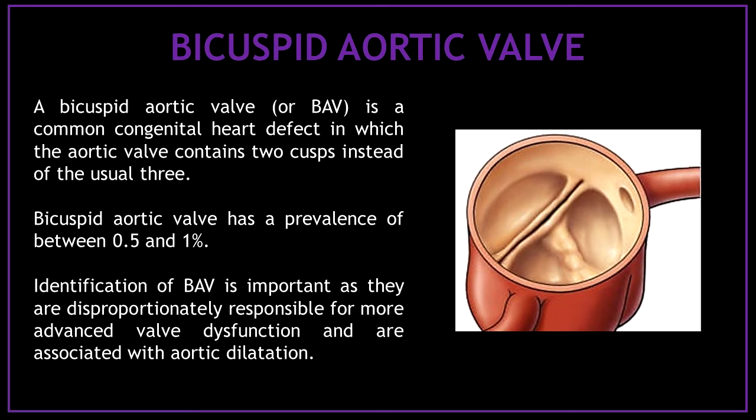In that case, what is a bicuspid aortic valve? A bicuspid aortic valve is a common congenital heart defect in which the aortic valve contains two cusps instead of the usual three. Bicuspid aortic valve has a prevalence of between 0.5 and 1%. Identification of bicuspid aortic valve is important as they are responsible for more advanced valve dysfunction and are associated with aortic dilatation.